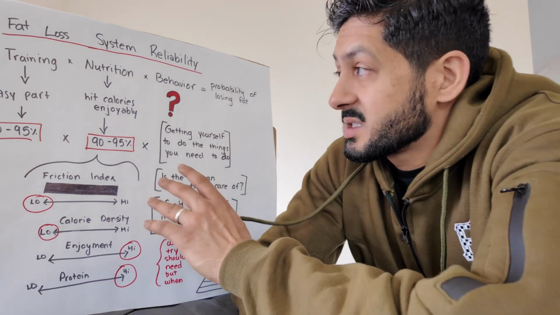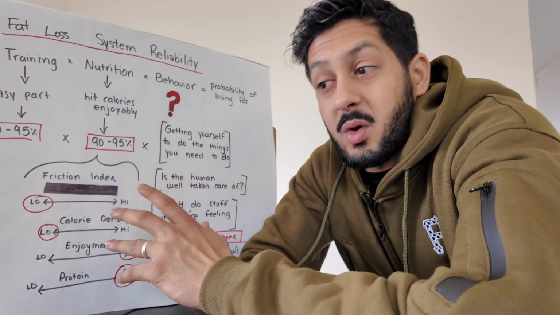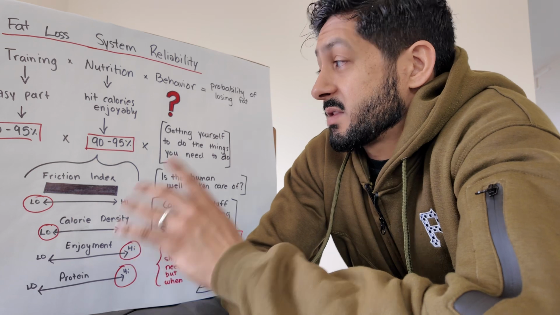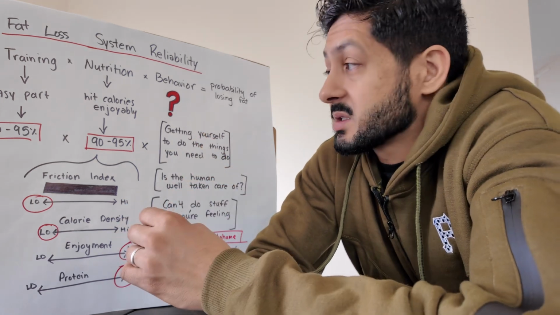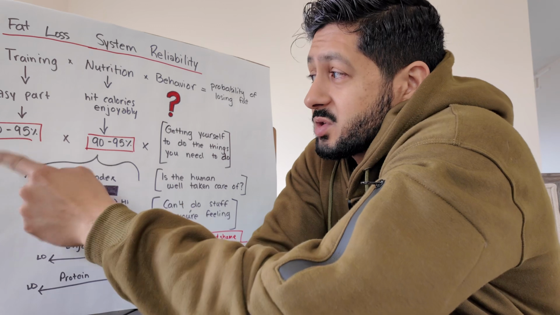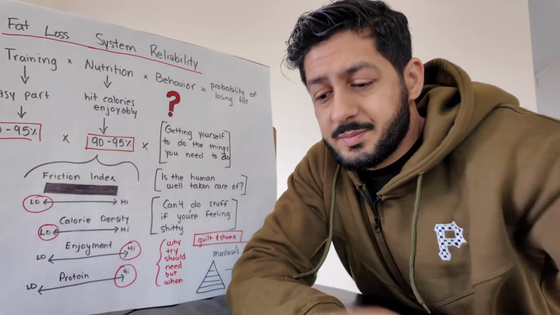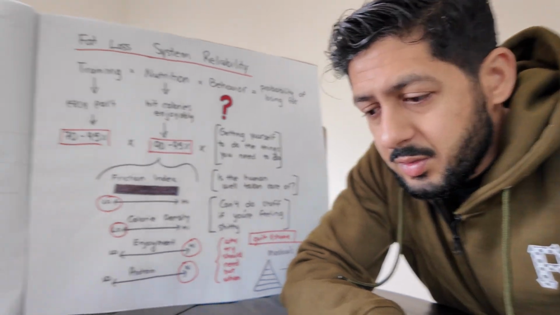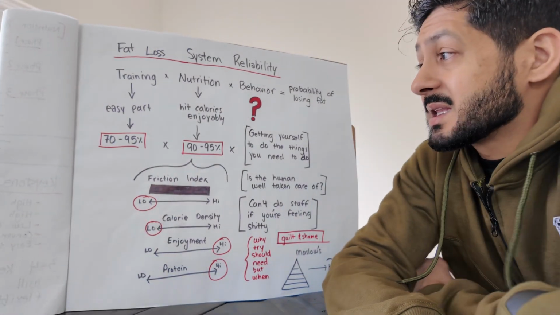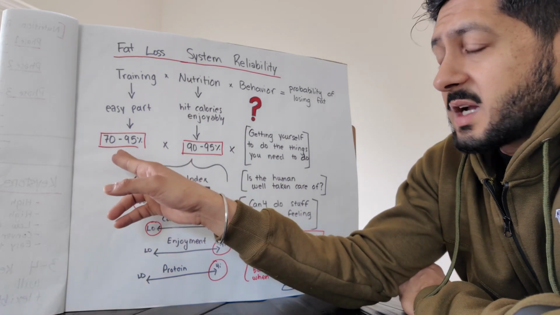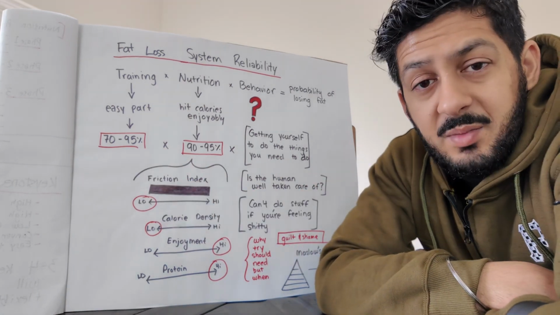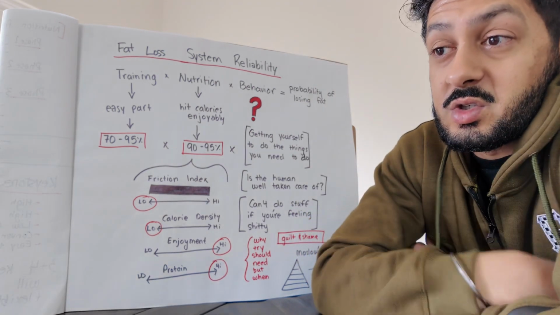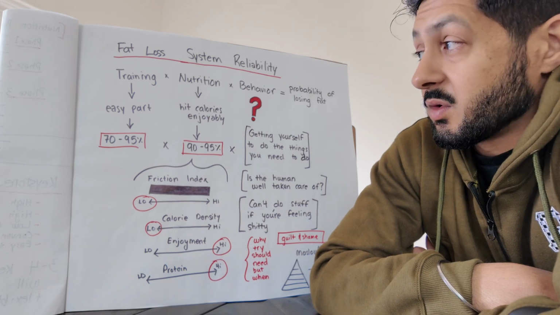So with fat loss, people have a lot of different components, number one. And so we want to boil it down to the 3 main components, okay? And so I put training over there as the easy part. Let's see if we can see this over here. So training is the easy part, right? And I just kind of mark that as 70 to 95% reliability, because even if you do the worst program, it's still going to give you what you want for the most part, right?